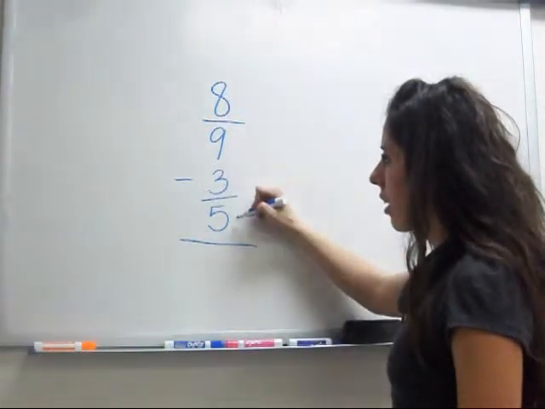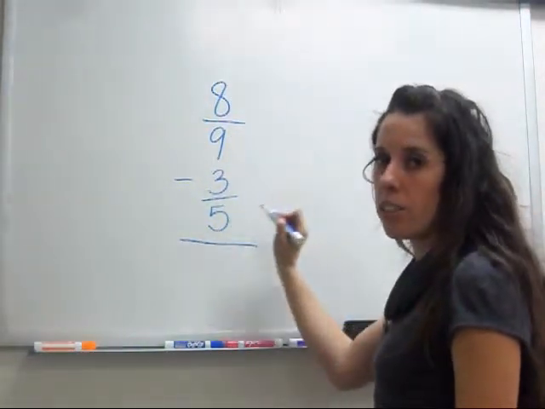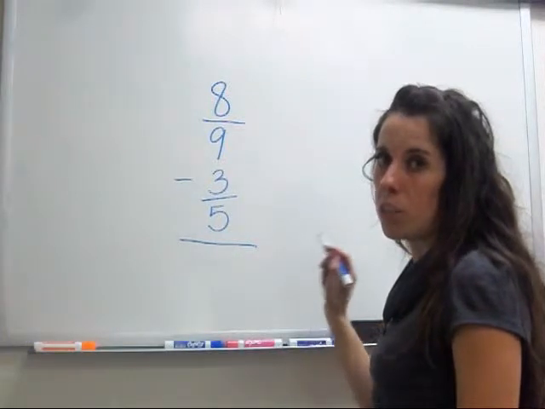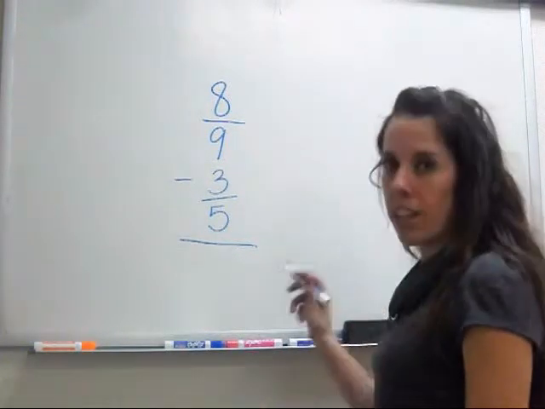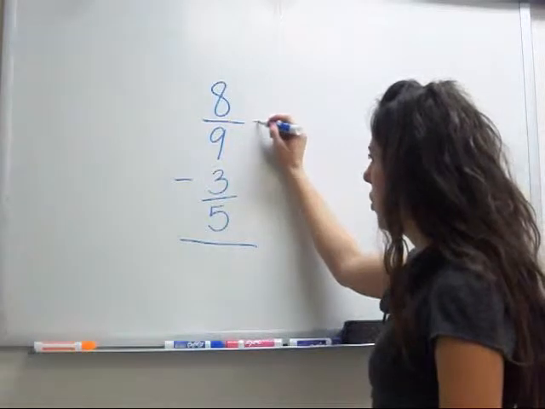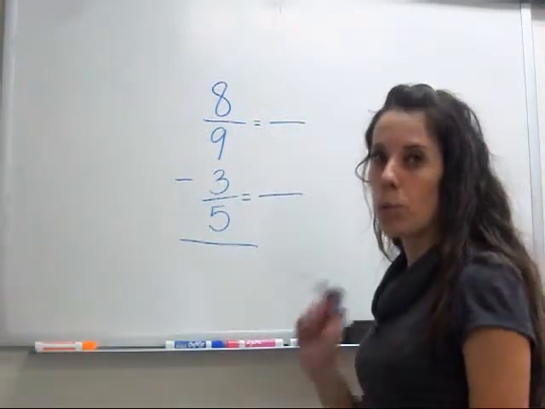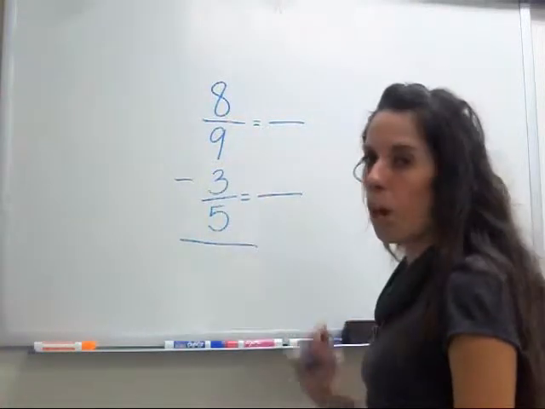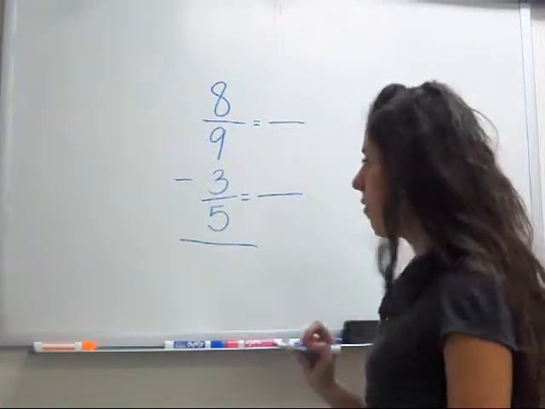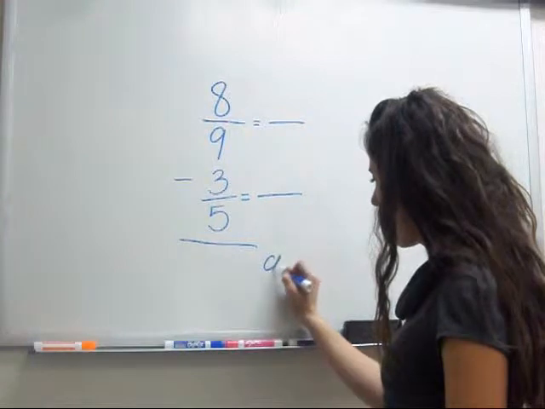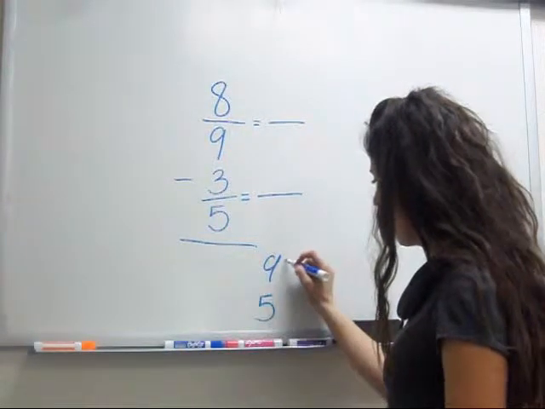So right now I'm checking and I see that 9 and 5 are not the same, so we do not have a common denominator. We need to find a common denominator. In order to find a common denominator, we use our least common multiple. So we want to find the least common multiple of 9 and 5. Let's just do it right here, 9 and 5.